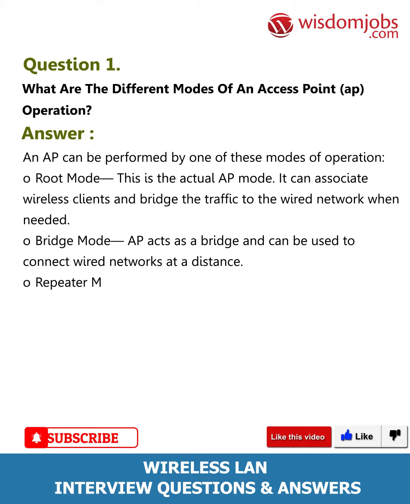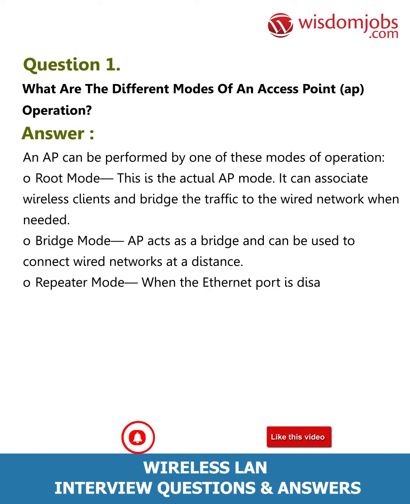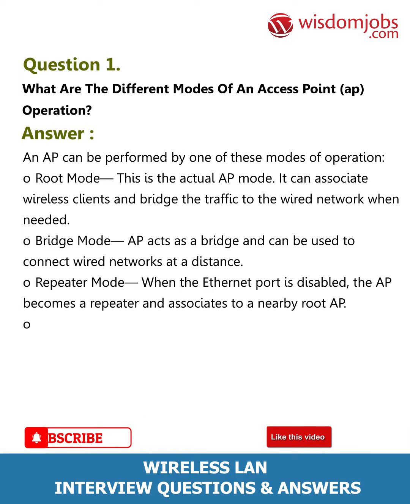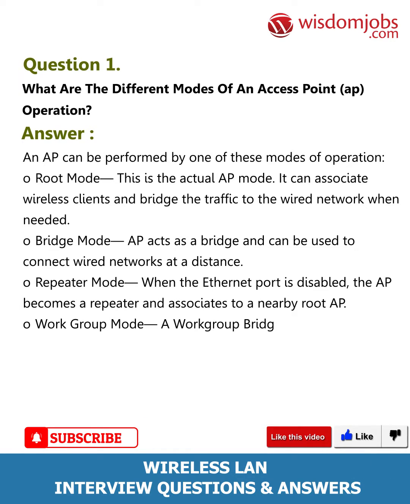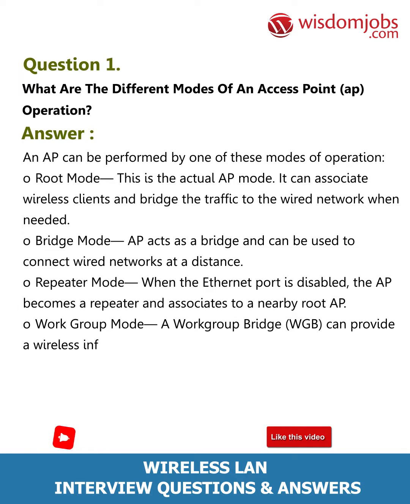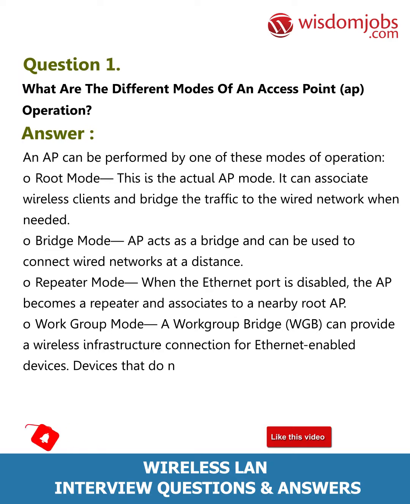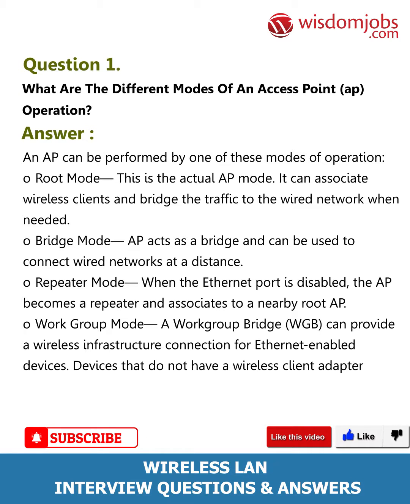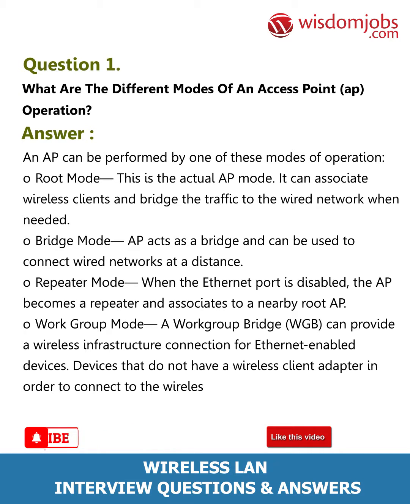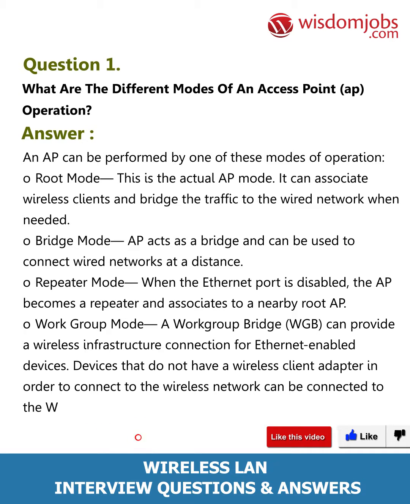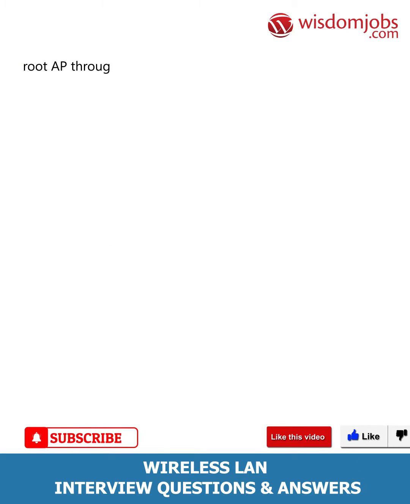Repeater mode. When the Ethernet port is disabled, the AP becomes a repeater and associates to a nearby root AP. Work group mode. A work group bridge (WGB) can provide a wireless infrastructure connection for Ethernet-enabled devices. Devices that do not have a wireless client adapter in order to connect to the wireless network can be connected to the WGB through the Ethernet port. The WGB associates to the root AP through the wireless interface.